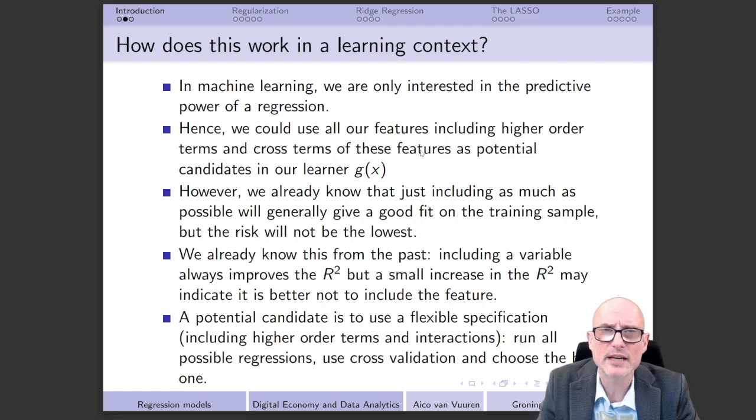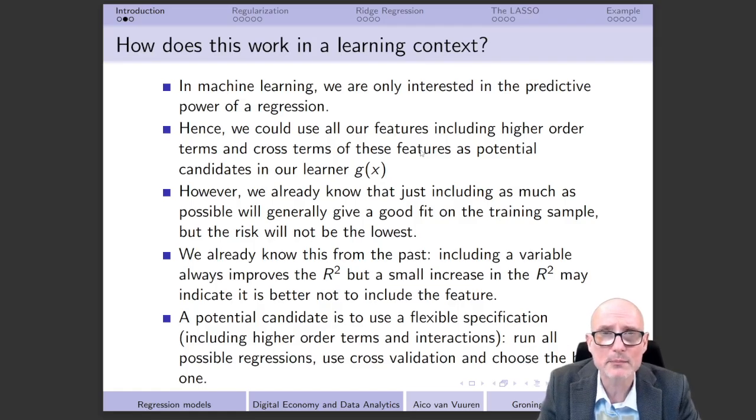But we should take into account that if we only get a slight increase in the R squared, that might already indicate that it is not always a good idea to include that particular feature. The reason behind that is that at that moment we are going to increase the variance by quite a lot. That's something we have already seen in other courses in econometrics.